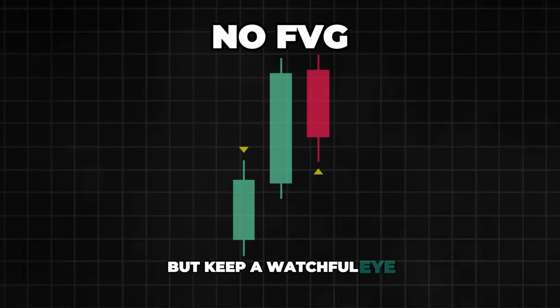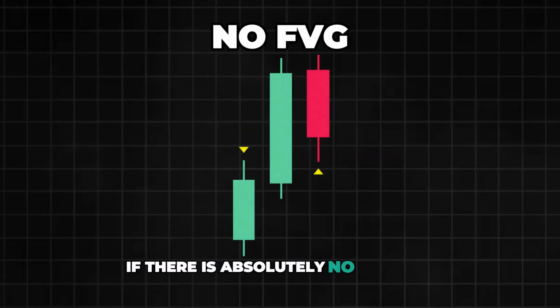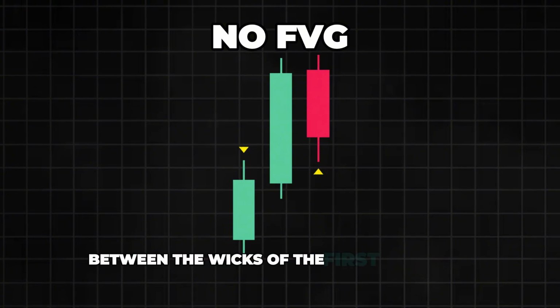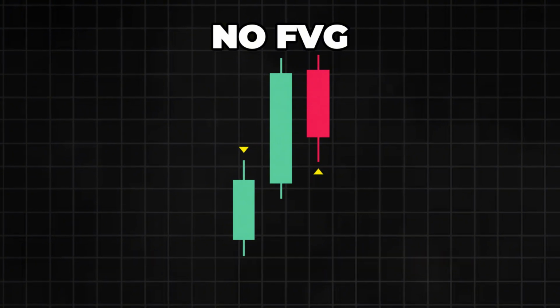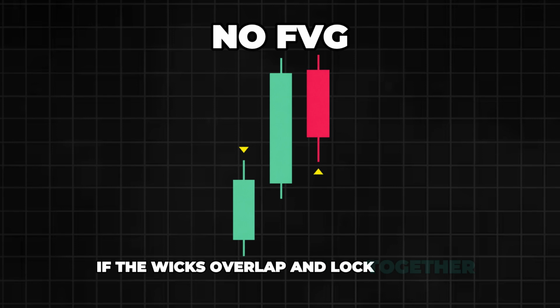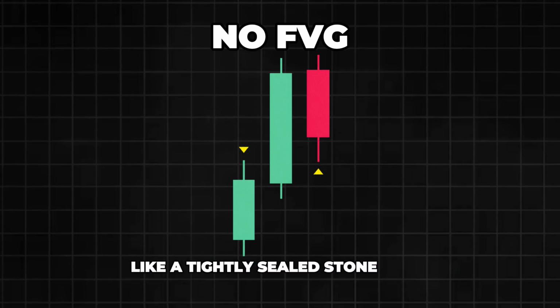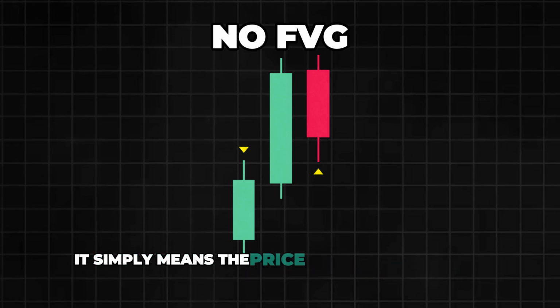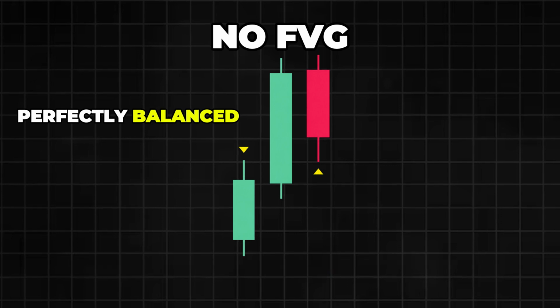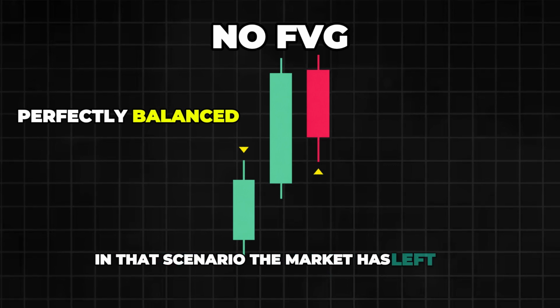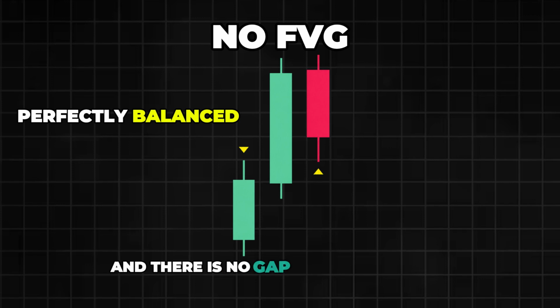But keep a watchful eye. If there is absolutely no gap left between the wicks of the 1st and 3rd candles, if the wicks overlap and lock together like a tightly sealed stone wall, it simply means the price action is perfectly balanced. In that scenario, the market has left no footprint, and there is no gap for you to trade.